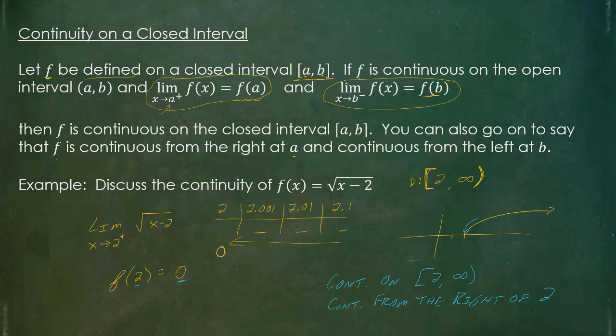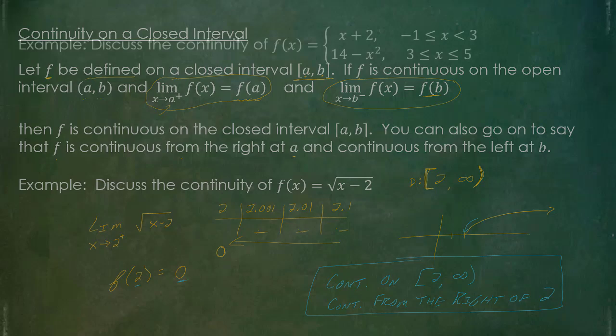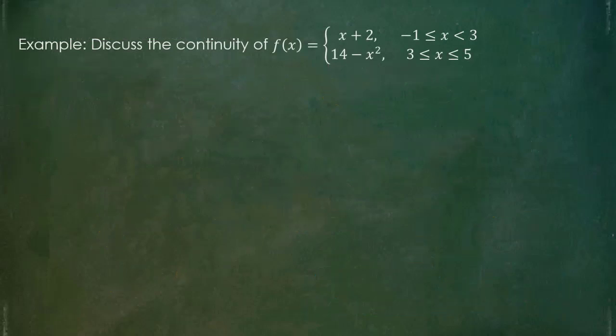So those would be essentially my two statements, since all this said was discuss the continuity of this. Those would be my two possible statements that I could say. It's either continuous on that, which is really a hybrid, not open or closed, including 2 up until infinity, or I could say it's continuous from the right of 2. So we'll go ahead and try a couple more examples before I end this video.